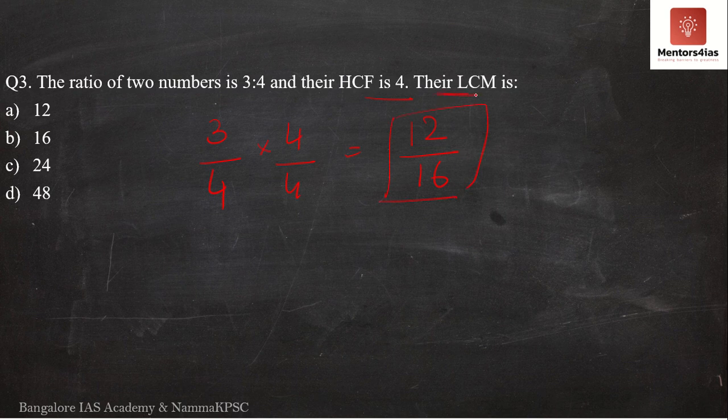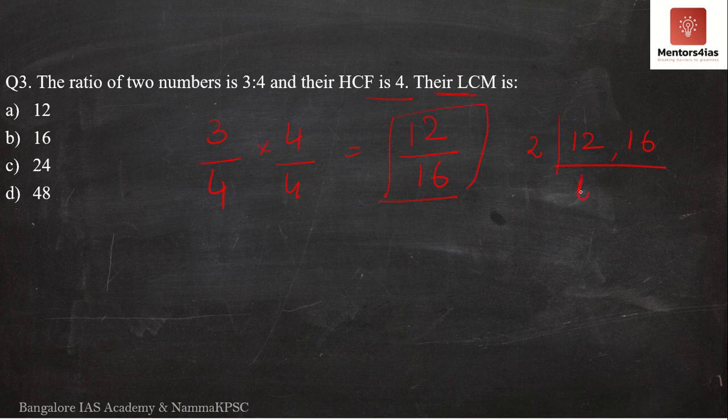Now the question is asking for their LCM. So now you want the LCM for 12 and 16. Please do it step by step. It does not matter how tempting it is. Do not go for shortcuts. Do not take 4 or 3 in the beginning itself. Always start with 2.